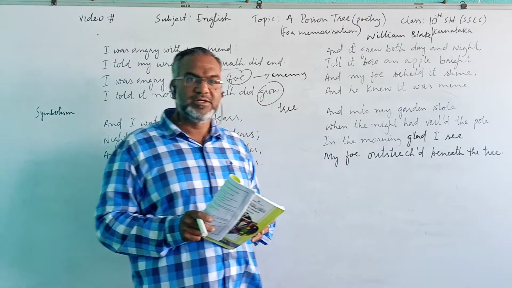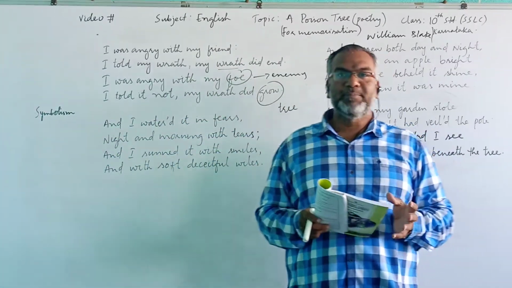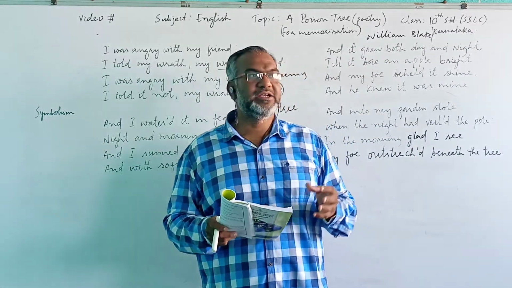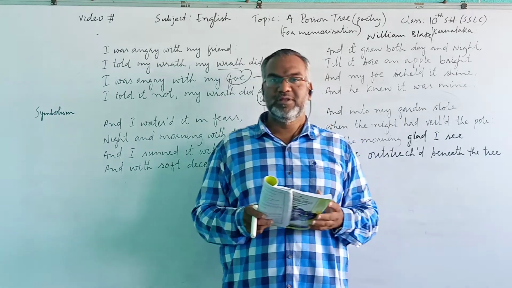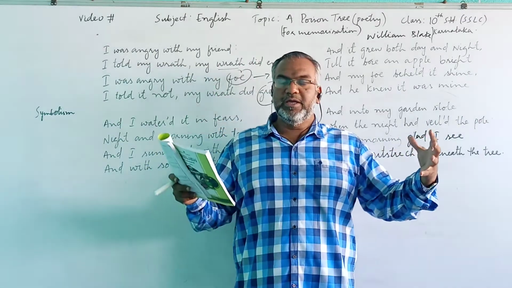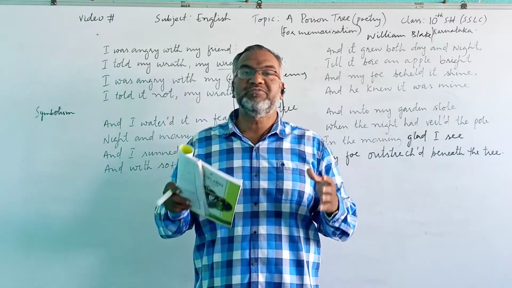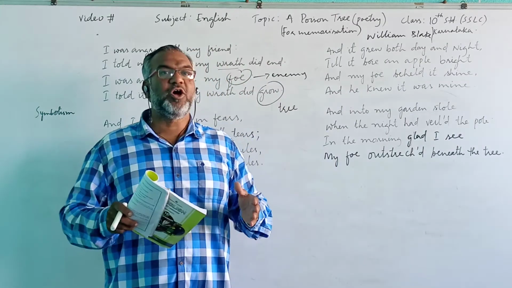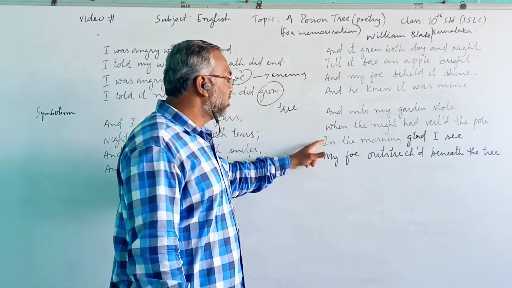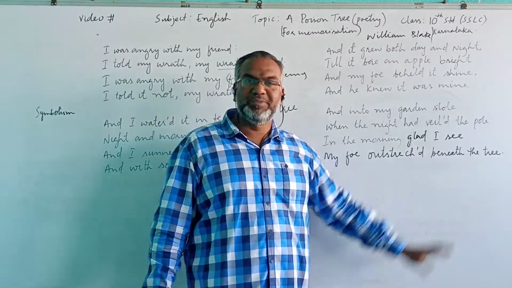He did not know that the apple is poisonous. He thought that it is a good apple which he can eat. It means he was deceived by the speaker. The speaker deceived the enemy by not letting him know that he is angry with him. And then, in the morning, "glad I see my foe outstretched beneath the tree."